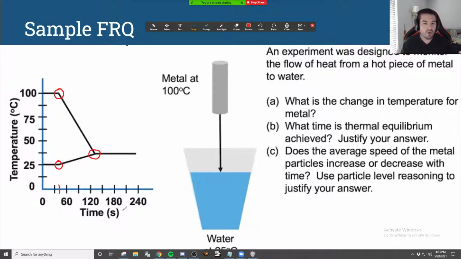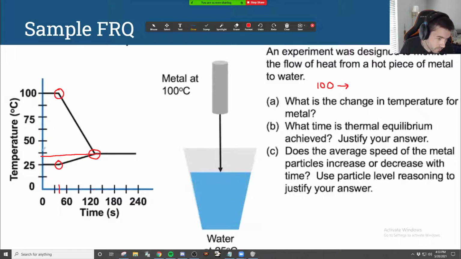So if I were to look at this on the FRQ section, I would think about all of that. I would look at that graph and try to understand what's going on before I read these questions. Now when I read these questions, it's going to be easy. Okay, part A. What is the change in temperature for the metal? Easy. Metal starts at 100 and it goes to whatever this is.